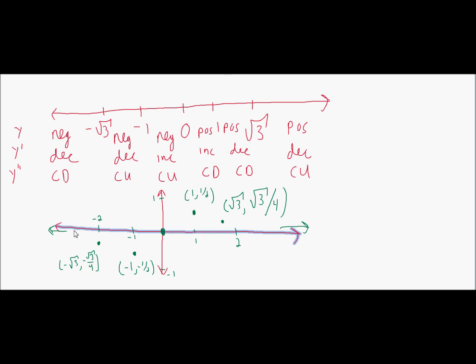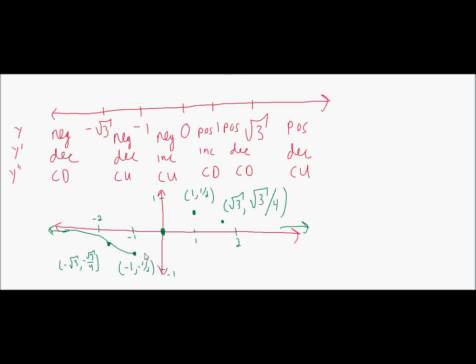And now we have these intervals from -infinity up to -√3. This point's really right here somewhere. It's negative decreasing concave down. That looks like this. From -√3 to -1, it's negative decreasing concave up. That looks like this. Okay?